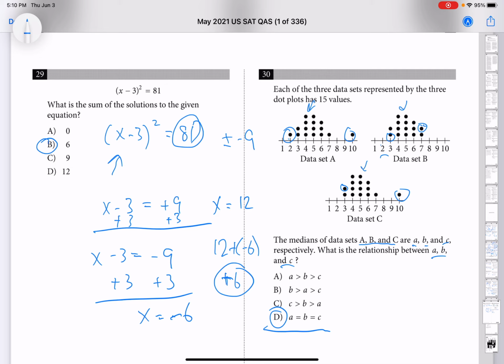Every other data seems to be kind of similar in nature. Yeah, it looks like it's hovering around the 5 or the 4 region. So looking at this, it doesn't look like the data set really changed much. So the answer choice should be D. The other way you can do it is you can start crossing out dots one by one, and then you'll be able to see that the medians probably just stay around the same.